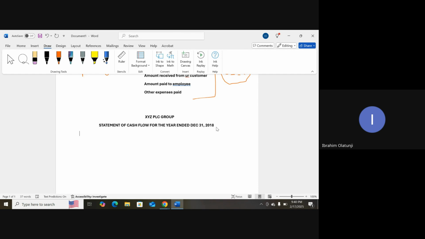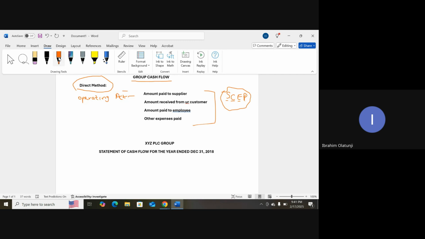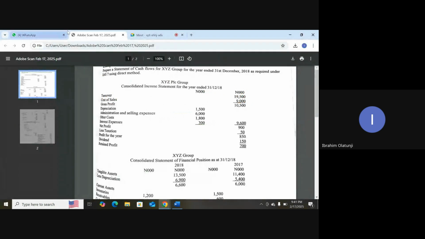Having said that, under your cash flow, three headings are very important. It is the key to this solution. We've already mentioned number one, which is operating activities. Then we think of the next one, which is the investing activities.